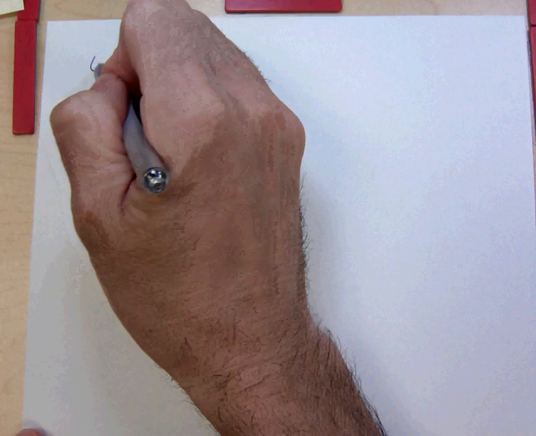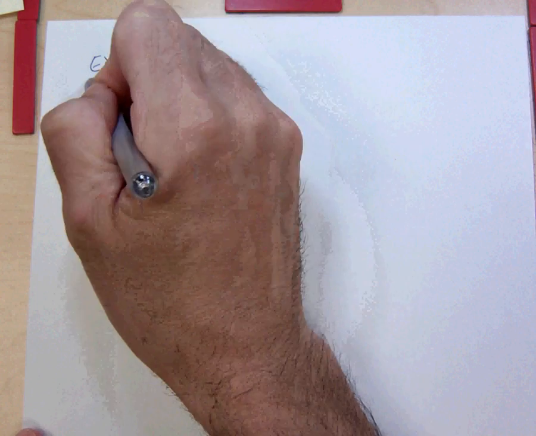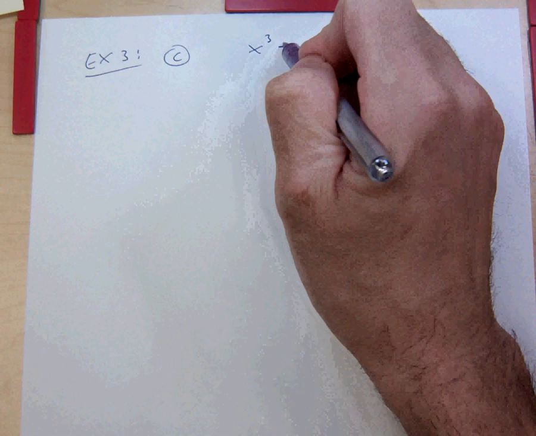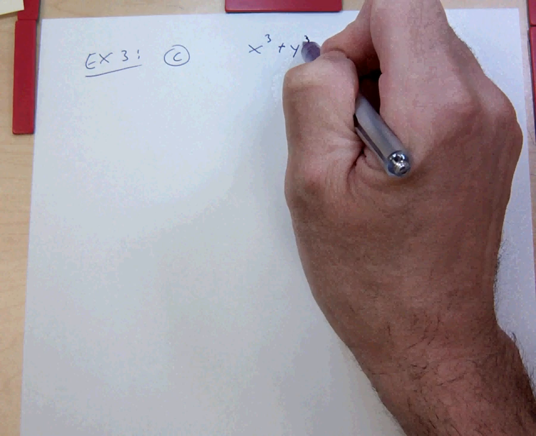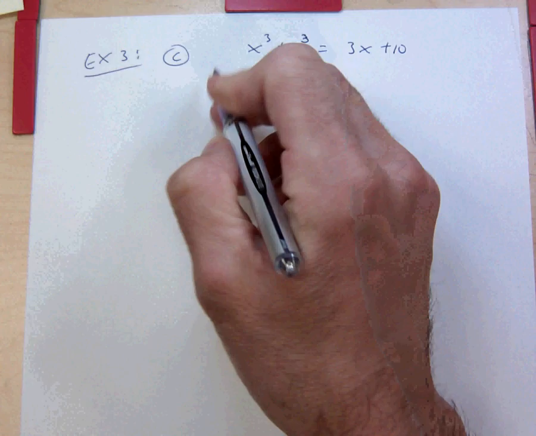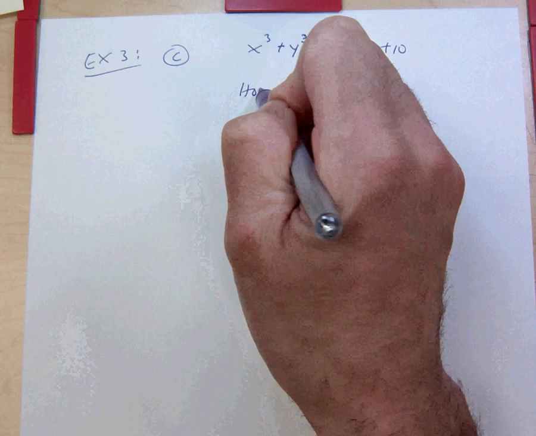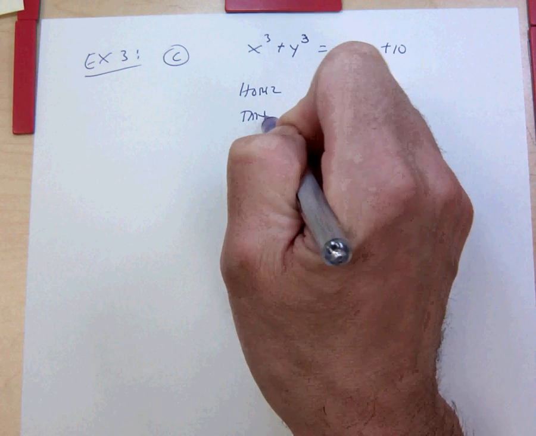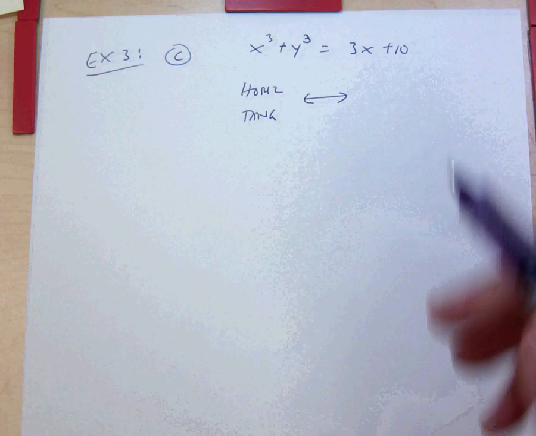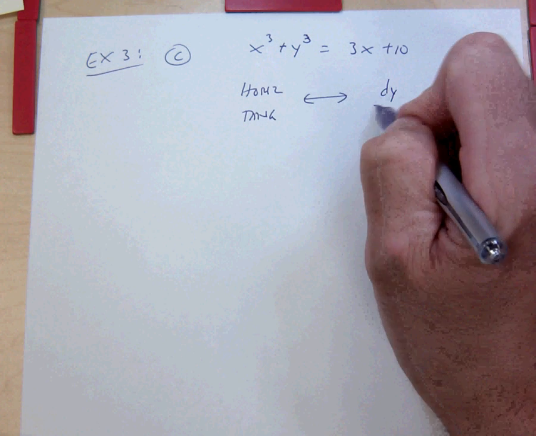So here we go, example 3C. Again, this is the only example like it I'm doing. We want to find all points on the original curve. Here it is. Here's the original curve. Where you have a what? Horizontal tangent line. What do you know about horizontal tangent lines? The derivative is 0. So you have to find where the derivative equals 0.